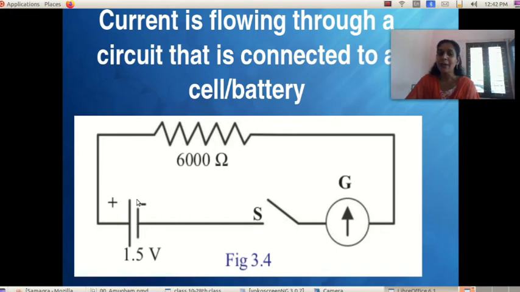Current flowing from a battery or cell is unidirectional current. That current is called direct current. It cannot change its magnitude. The current flows according to the power of the cell, according to the voltage of the cell. It flows only in one direction. Current obtained from a battery flows only in one direction.